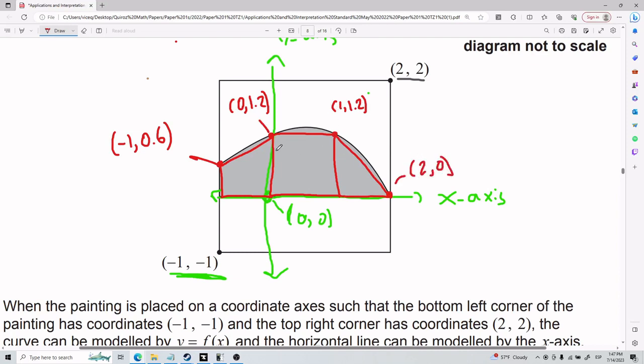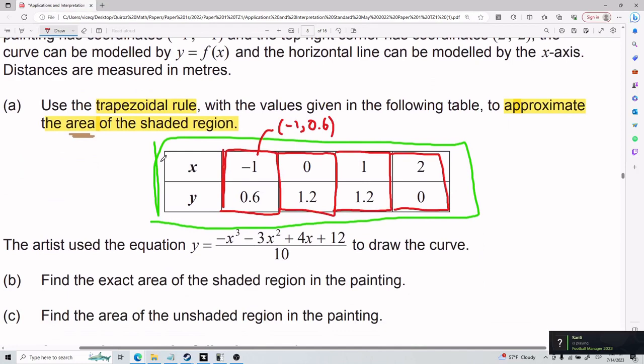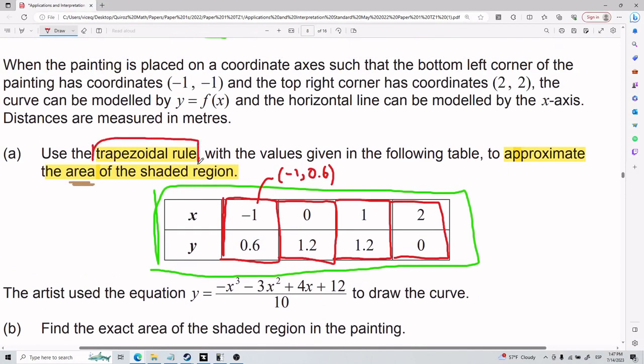So those are my trapezoids. How many trapezoids are there? We have 1, 2, 3. And I will find the approximate area of the shaded region by adding these 3 trapezoids. How do I do that? By using a fancy formula called the trapezoidal rule.